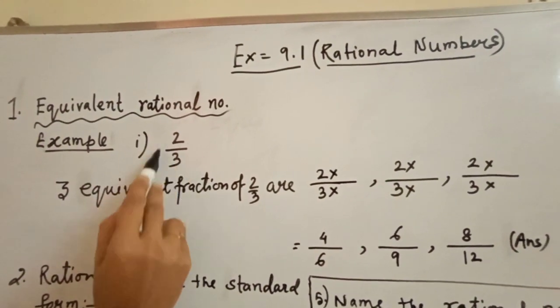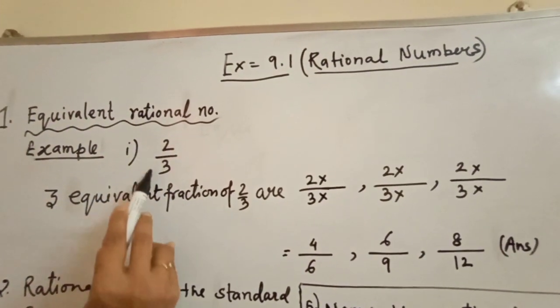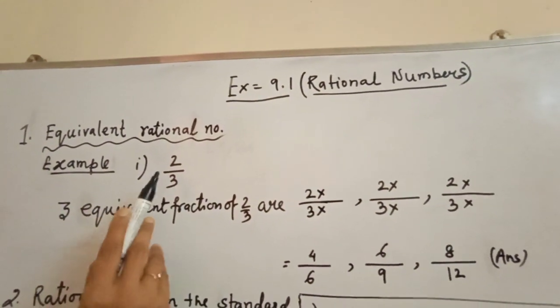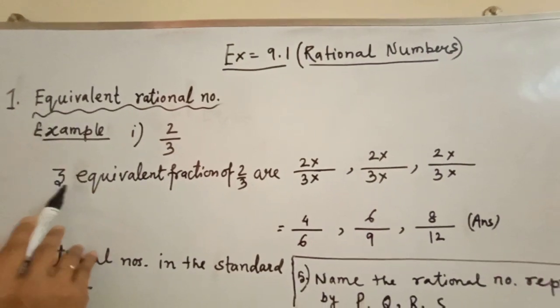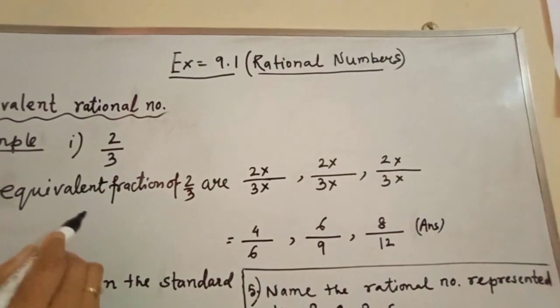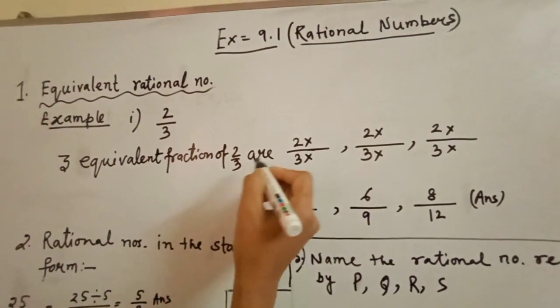You know that it is a rational number because one is the numerator and the other is the denominator. If it is in the form of numerator and denominator, then it is a rational number. Now you have to write 3 equivalent fractions of 2 by 3. How will we write the equivalent fraction of any given number?